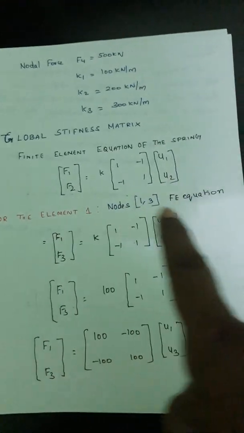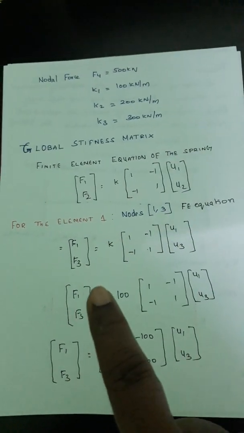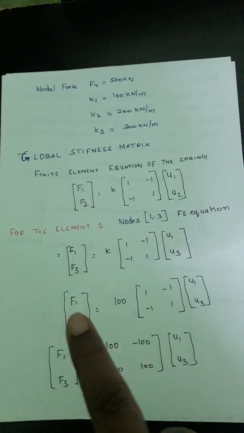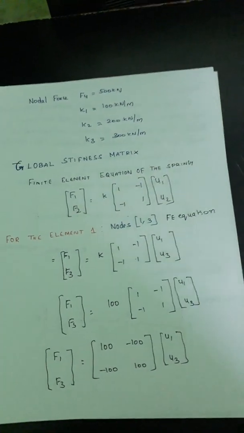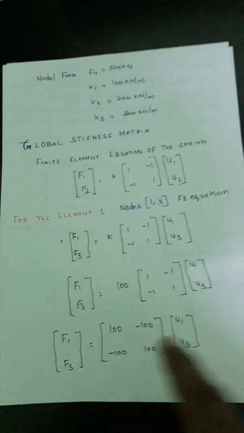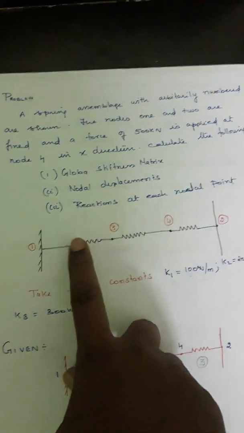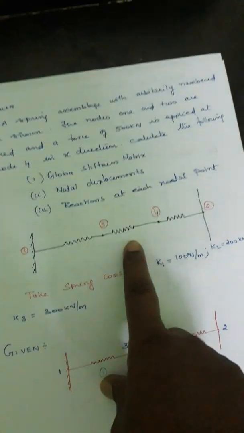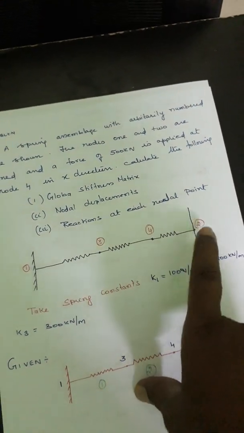So I have selected this as the first equation, with F1 and F3. Nodes 1 and 2 are at the extreme ends, and next to 1 is node 3. I'll show you that. So the first element I have chosen is 1 and 3, the second element is 3 and 4, and the third element is 4 and 2.